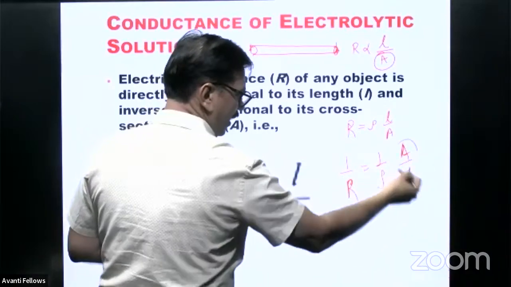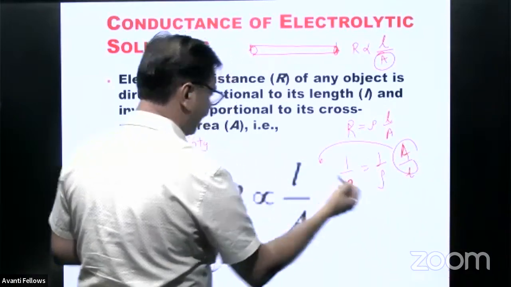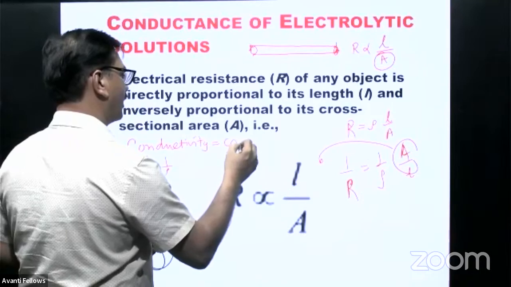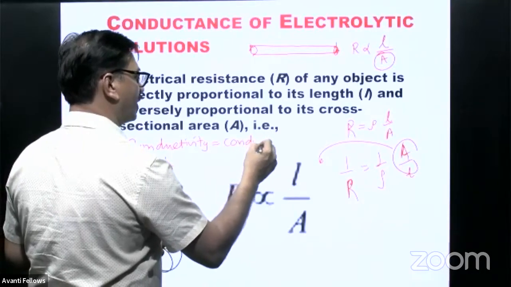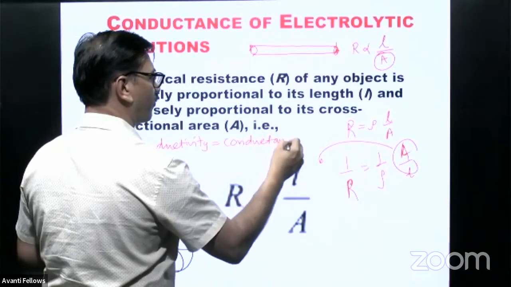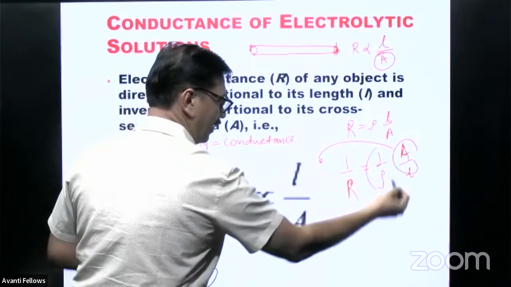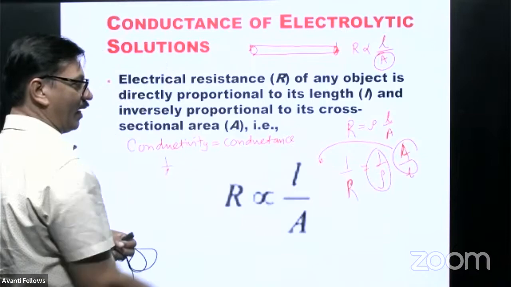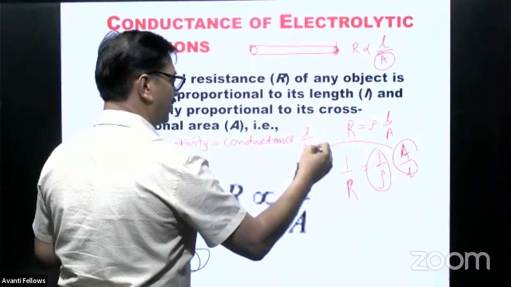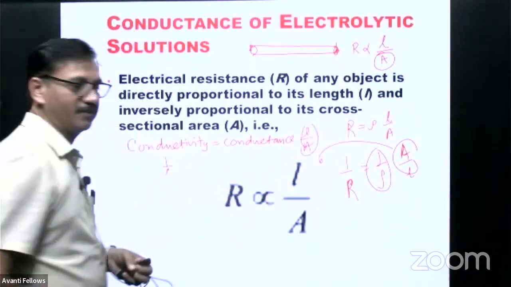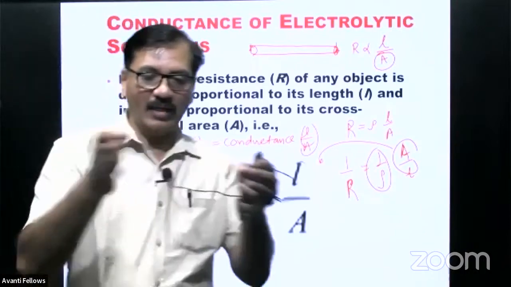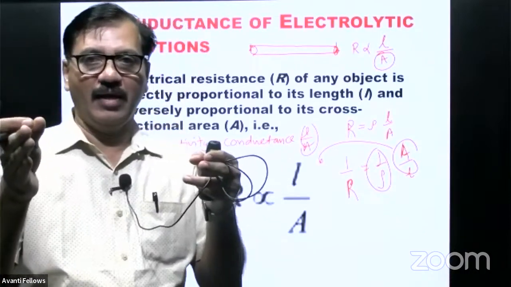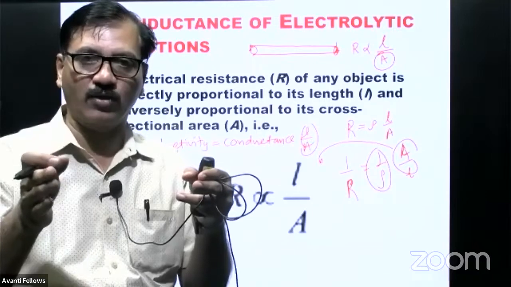So A by L, you transfer here. So 1 by R is conductance. Conductivity is equal to conductance. So if you bring it here, this will be L by A. L by A is nothing but the cell constant. It is the length between the electrodes, L, and the area of cross section of the electrode itself is taken as A.